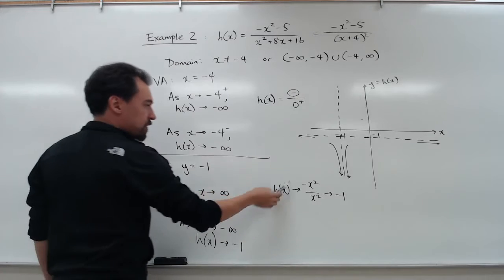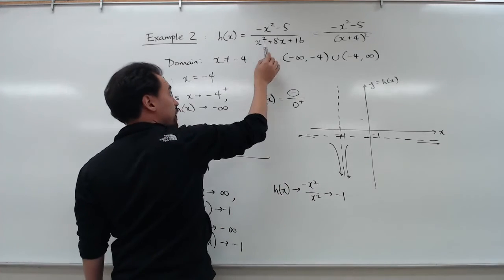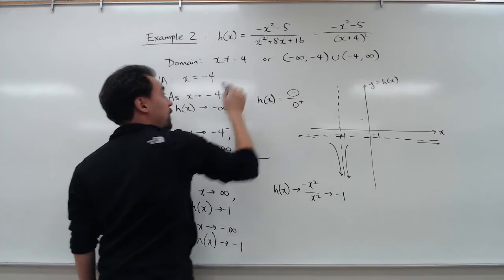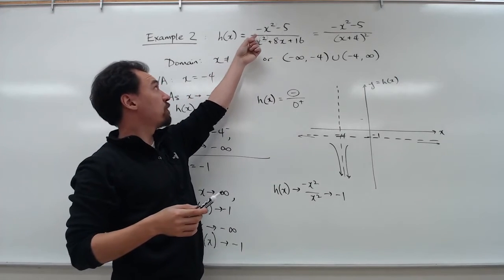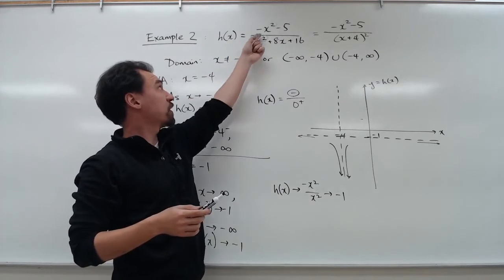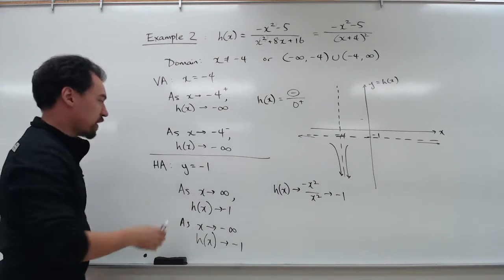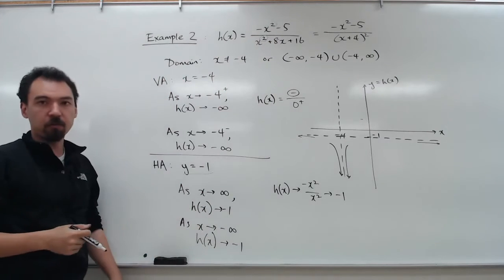Now see what happened in this logic. Because the numerator and denominator have the same degree, power of 2, I'm going to look at the ratio of the coefficients on those leading terms. So -1 over +1, and that's where I got my horizontal asymptote.